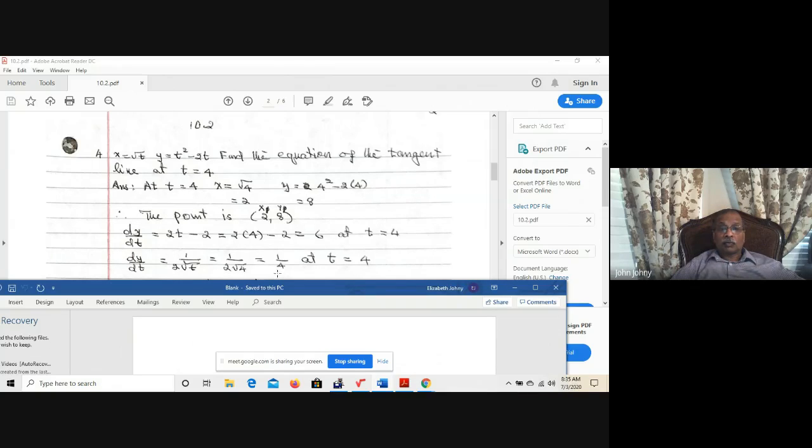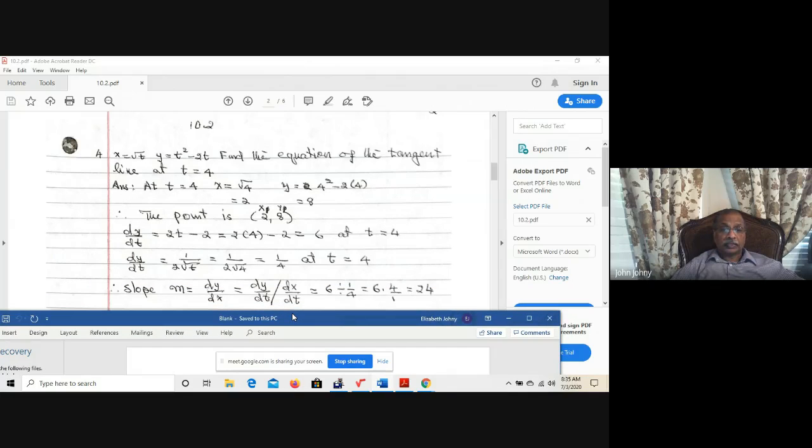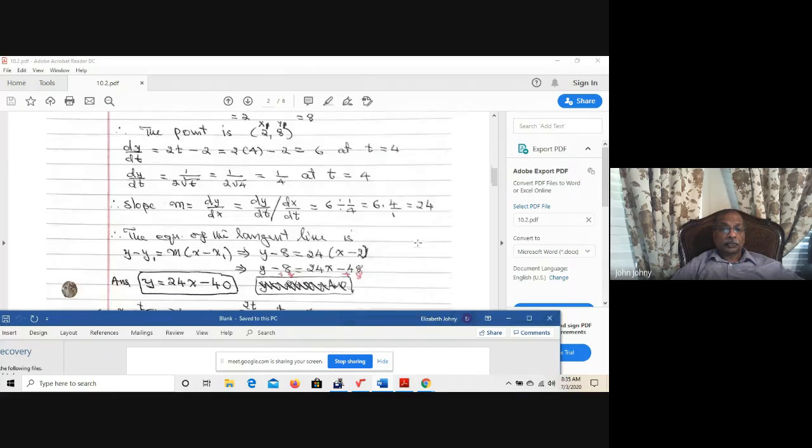That is 1/4 at t is equal to 4. Therefore, the slope dy/dx is dy/dt divided by dx/dt. That is 6 divided by 1/4. That is 6 times 4, which is 24. So the slope is 24.